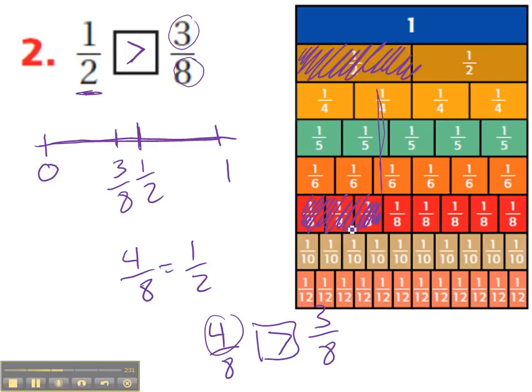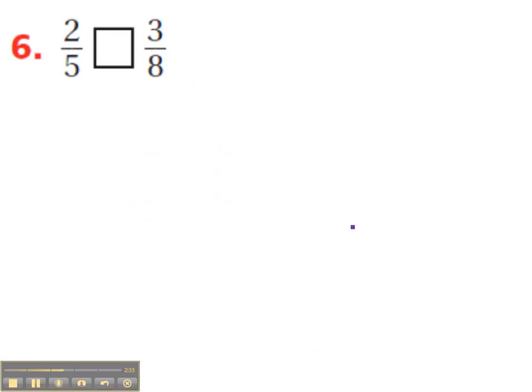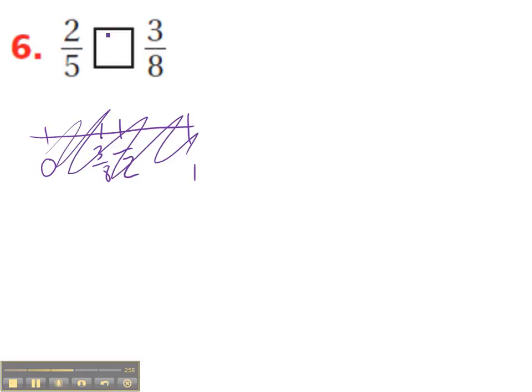Okay, let's try a harder one, number 6. If we go back to our number line method, we think about 0, 1, and 1/2. We know that 3/8 is less than 1/2. We talked about that in the last problem. But 2/5 is also less than 1/2. So it's hard to tell, is it on the left side of 3/8, the right side of 3/8? It's hard to tell. So let's not use that model for this one.